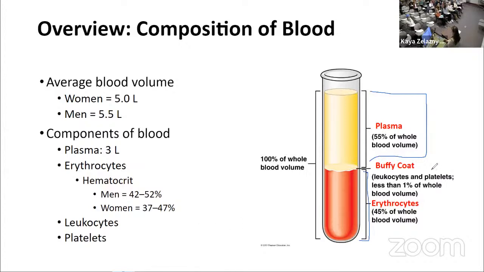Okay. And then we have something called the buffy coat in the center. This is just this little white layer between the two. Less than 1% of blood volume, but it's got some important stuff in it. Specifically, leukocytes, which are white blood cells, and platelets, which are almost like little fragments of cells that are really important for clotting. So it's not a big percentage, but important function here in the cells we find in our buffy coat.